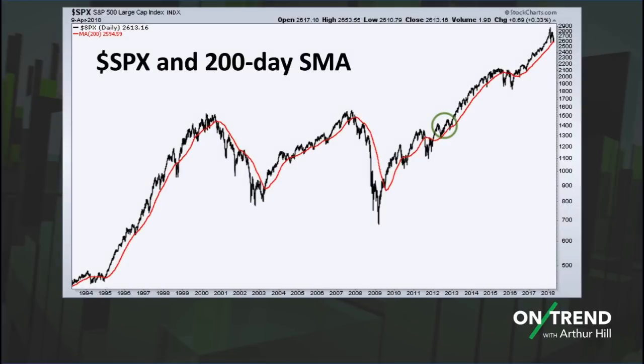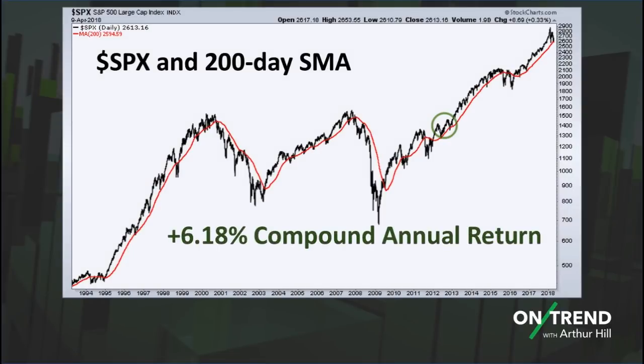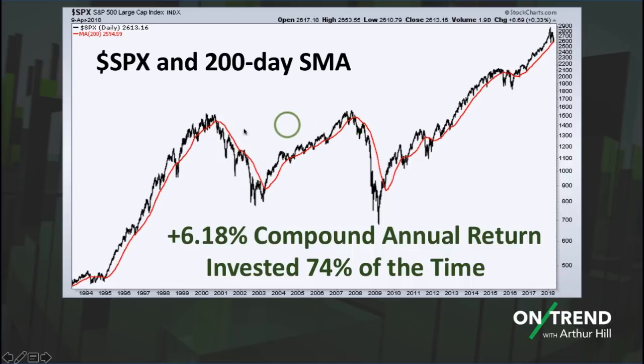So here's the S&P 500 again with the 200-day SMA and that 6.18% compound annual return. But one thing you also have to keep in mind is you're invested only 74% of the time. So during these bear markets, you're out of the market. So 26% of the time, you're not in the market. And when you're not in the market, that means you're not exposed to risk. So your risk-adjusted return is going to be higher.